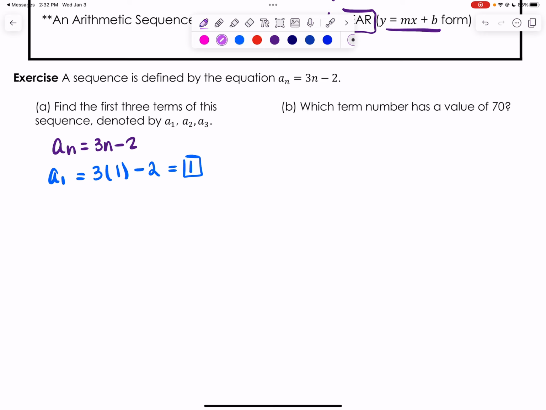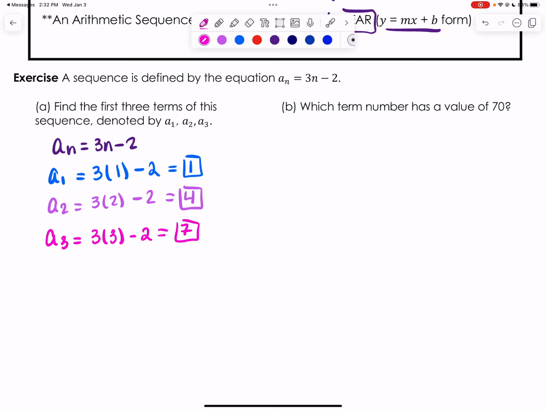If I want to find my second term, I just do 3 times 2 minus 2. And I can do that mentally also. Or if I type it in the calculator, I just get a 4. Then, if I want to find my third term, because the question's asking for the third term, I could do a sub 3 equals 3 times 3 minus 2. And if I type that in also, I get a 7.